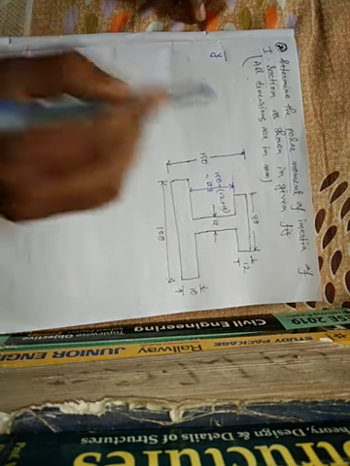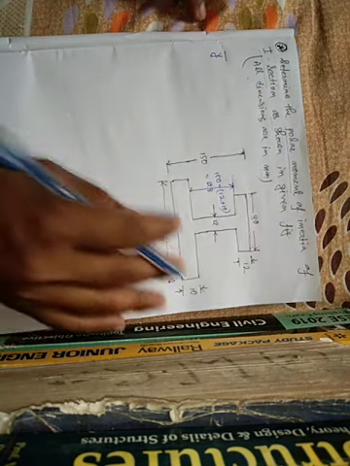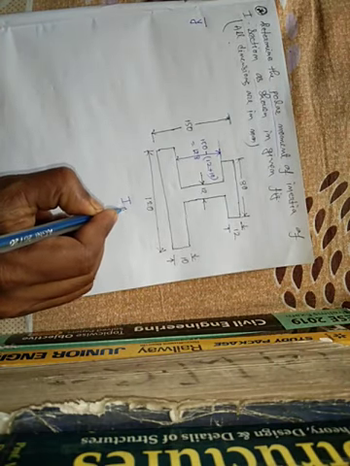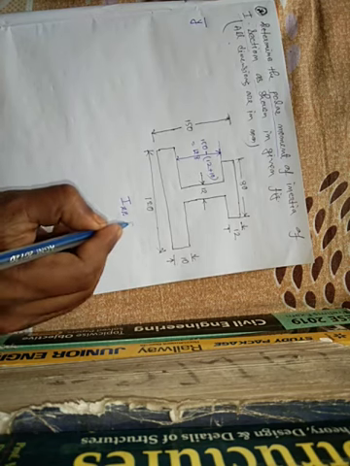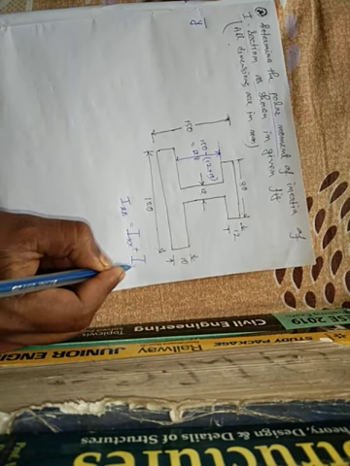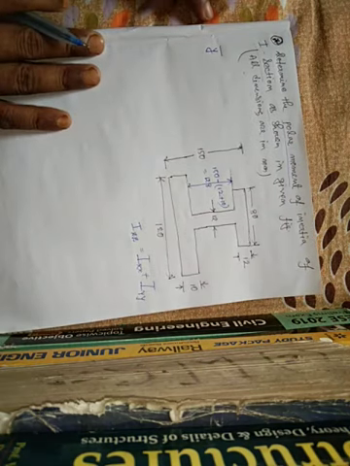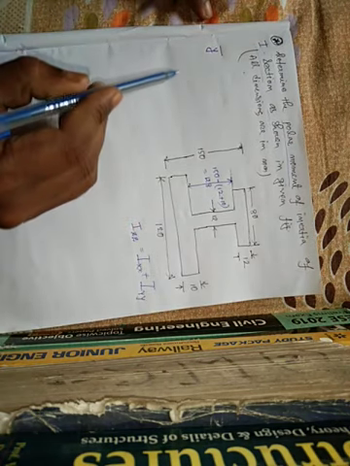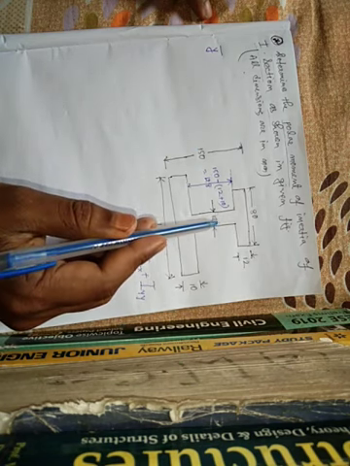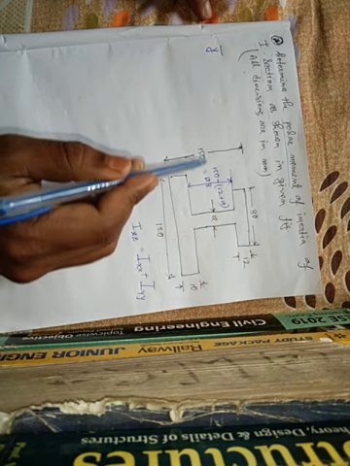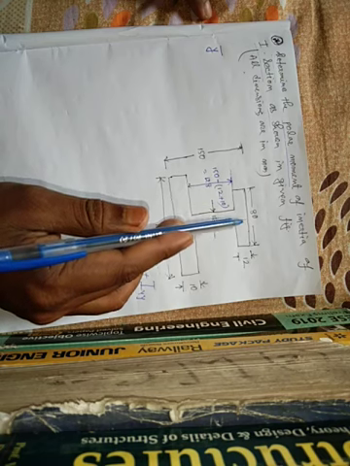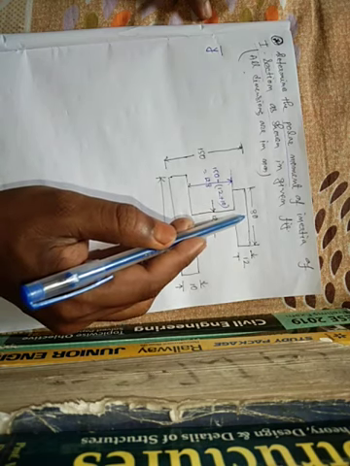Now calculate the polar moment of inertia. What is the polar moment of inertia? Polar moment of inertia is the moment of inertia about the z axis, I_z, which is equal to the moment of inertia about the x axis plus the moment of inertia about the y axis. So we need to find out the CG about the x axis and the CG about the y axis.